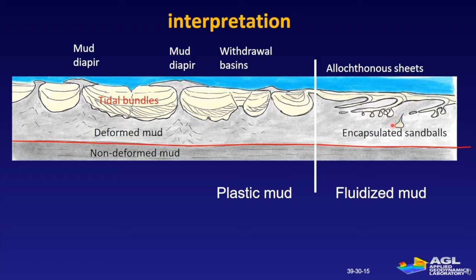So it appears there's a change of behaviour from one side to the other. Here, the relatively competent behaviour, and our interpretation for now is that we're looking at probably plastic flow of the mud, whereas to the north, the much weaker apparent behaviour suggests we may be dealing with fluidized mud.